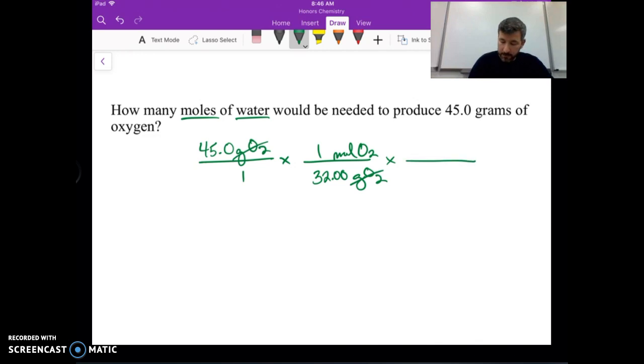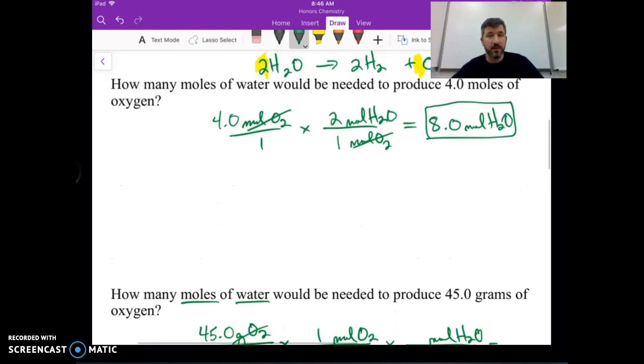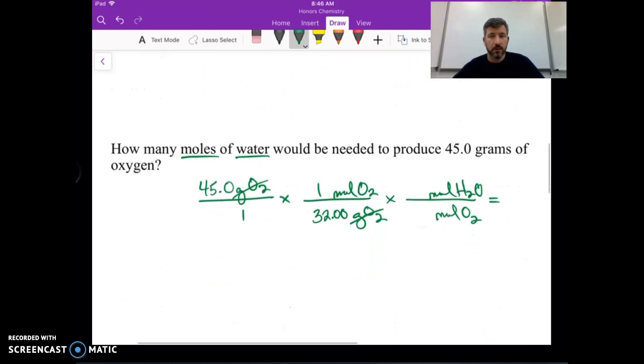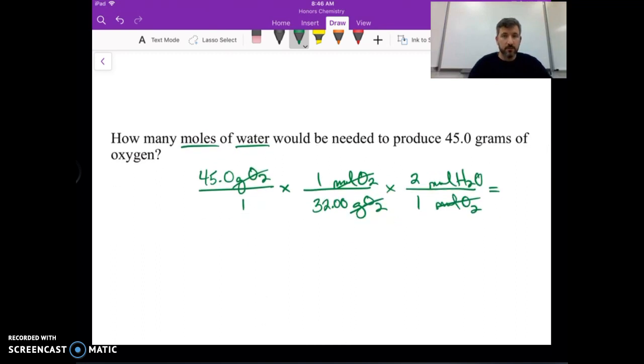And then from moles of oxygen, this is just like what I just did. This is a mole-to-mole step. I can go directly from moles of oxygen to moles of water. That's exactly what I just did. It's a 2-to-1 ratio. So the only difference in this problem compared to the previous one is this first step, where I used the periodic table to go from grams of my substance to moles of it.